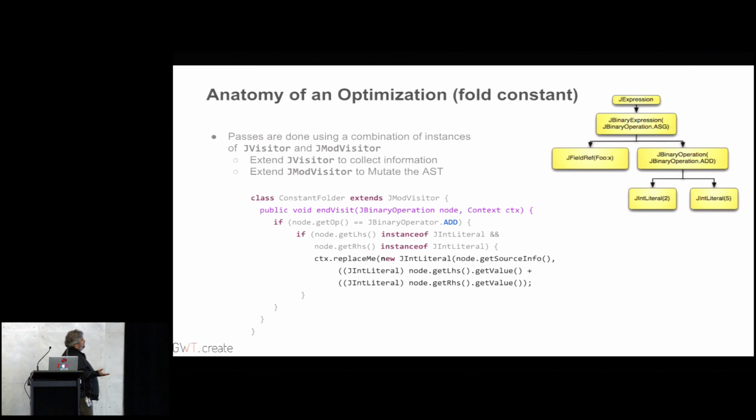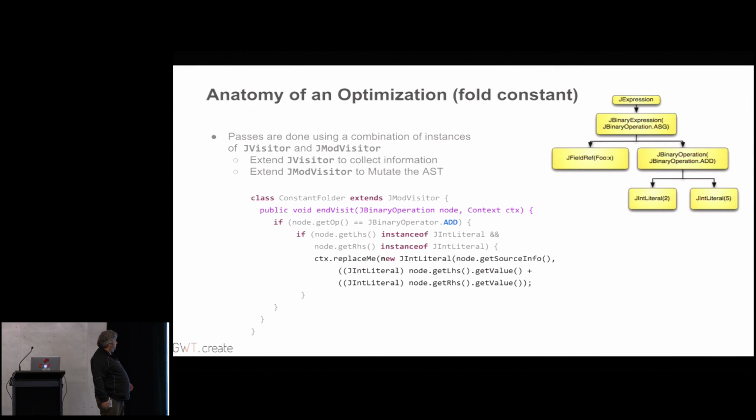So a typical optimization or transformation in the GWT compiler, you start by extending visitors. There are two base classes for visitors. You have the JVisitor class that is meant to traverse the tree but not modify it. Normally, some passes first perform a collection of data, and then they use that data to modify the tree. Some passes do both things with the same visitor, depending on the complexity of the pass.